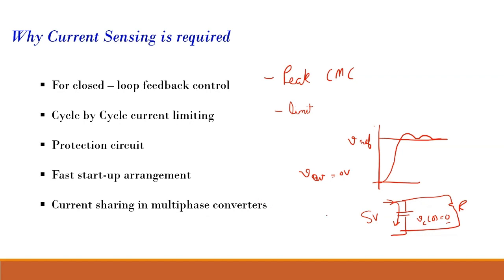Then for current sharing in multi-phase converters, there are different phases, and we want the current to be divided equally in each phase. Otherwise, there would be higher losses and efficiency would reduce, and the advantages of multi-phase might be lost. So for that, we require very accurate current sensing, and that is very critical for multi-phase applications.